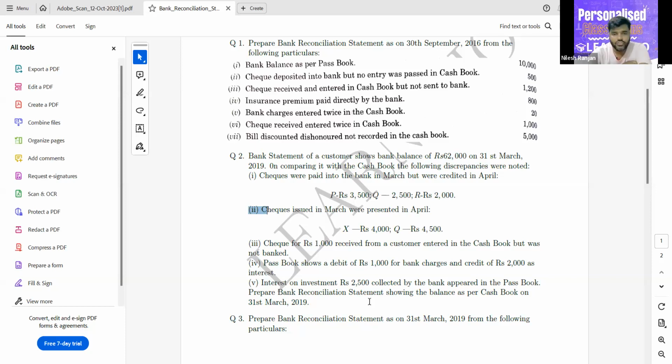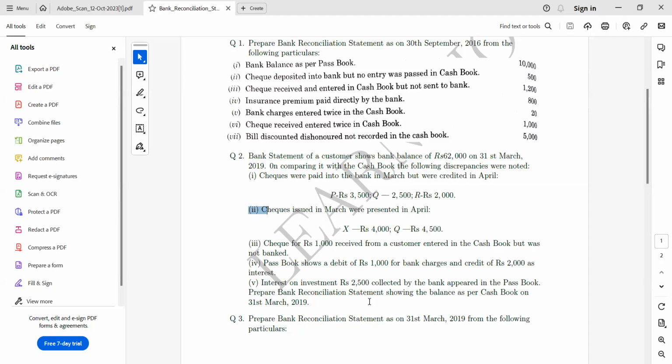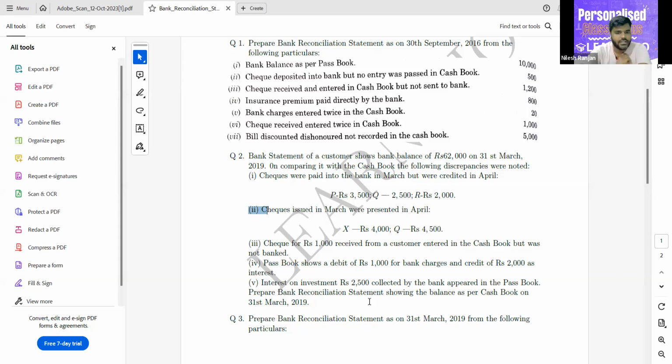Okay. So you have added the bank charge of 1,000. Yes, sir. You added 1,000 and deducted 2,000. Yes, sir. Okay. So it's correct. Next one.